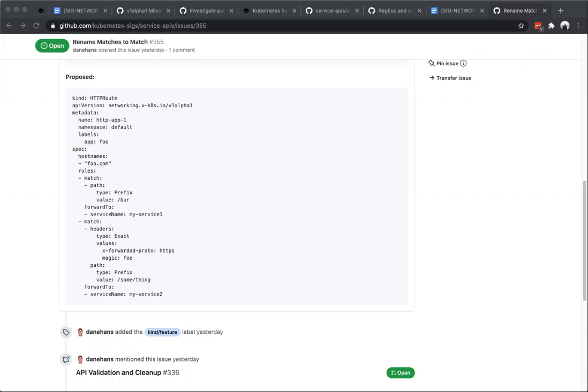No, that's not a good example. The next example we have, headers of exact matching and then a path of prefix match. They are ANDed together, but if you have multiple matches, they are independent.